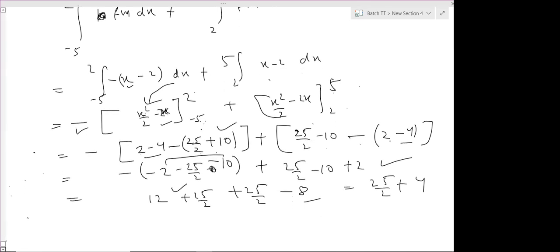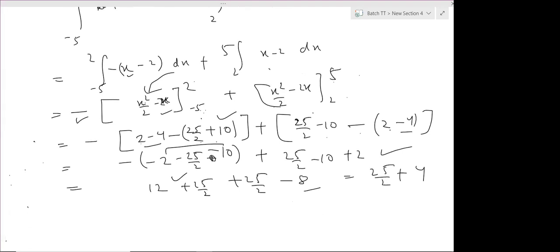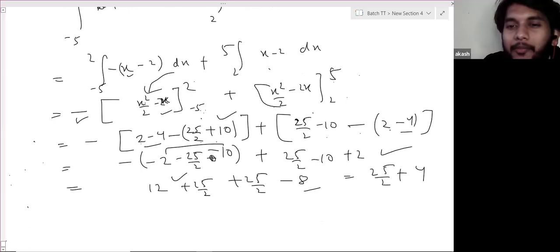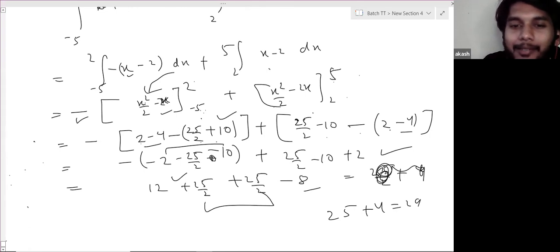Sir, yes. 25/2 plus 25/2 is 50/2, 25. Oh, 25/2, I forgot it. 25 pieces. Okay. So this is 25 and plus 4 is 29, right? I'm getting the correct answer.